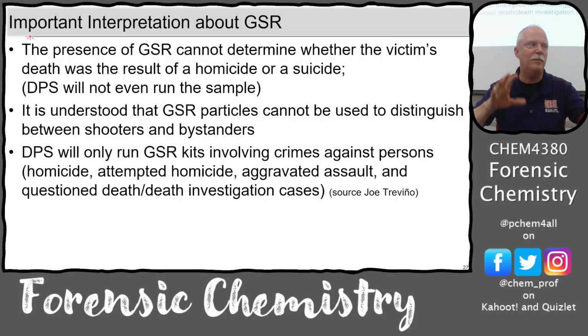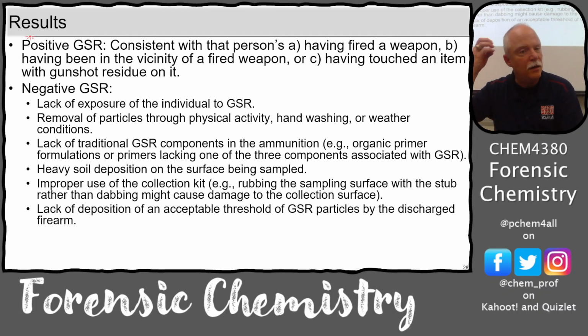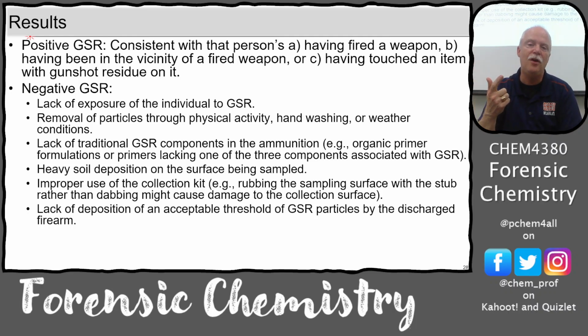So you've got a homicide or attempted homicide. Someone took a shot at you and they were held at the scene. Then they'll do it. They'll swab that person's hand to verify they were the one that shot the weapon. And if you get a positive test, it's just consistent with that person having fired the weapon, or been in the vicinity of a fired weapon, or having touched an item with gunshot residue on it. So it's pretty general. A positive test doesn't tell you that much.